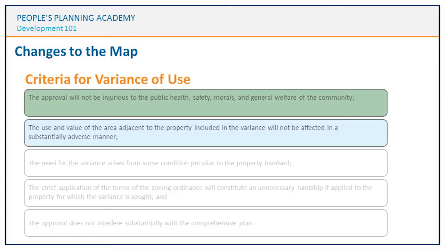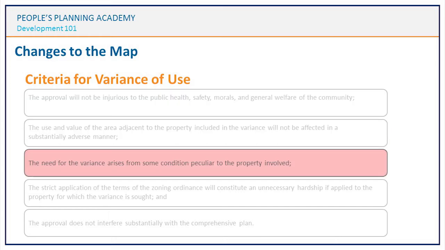So as I mentioned, the first two findings are exactly the same as the variance of development standards. Finding 3, the need for the variance arises from some condition peculiar to the property involved. So this clearly focuses on the decision-making to be about the property, not about the people. The neighborhood surroundings are not to be considered because neighborhoods change, level of upkeep, reinvestment style, all change over time. The reason must be something odd about the property.